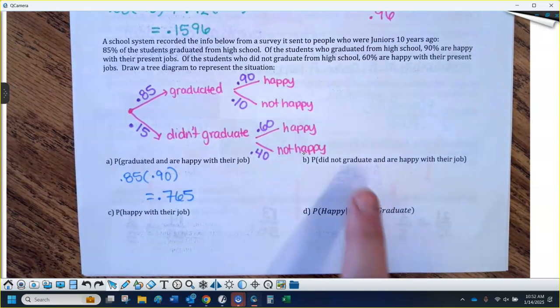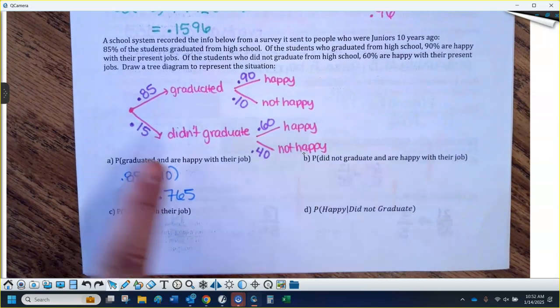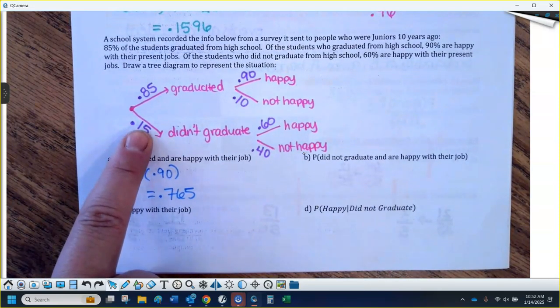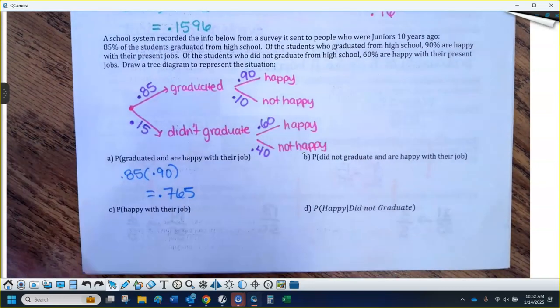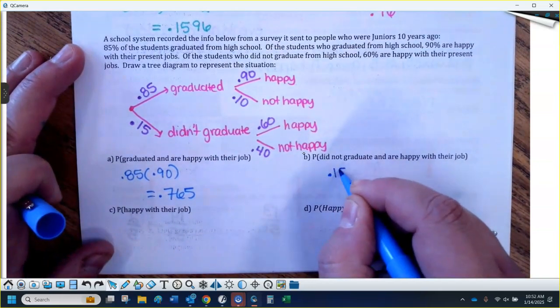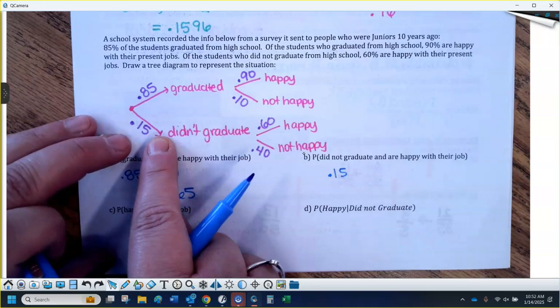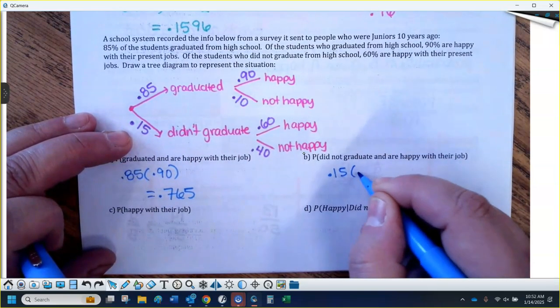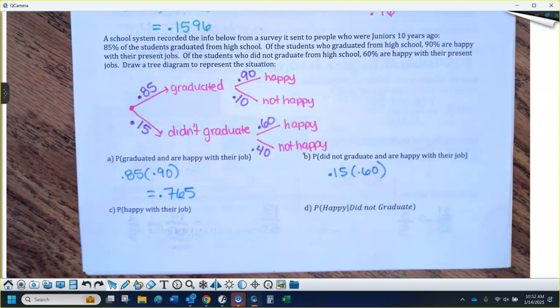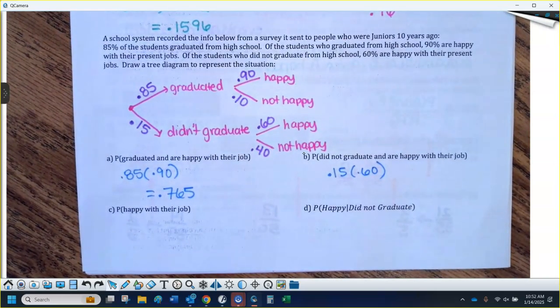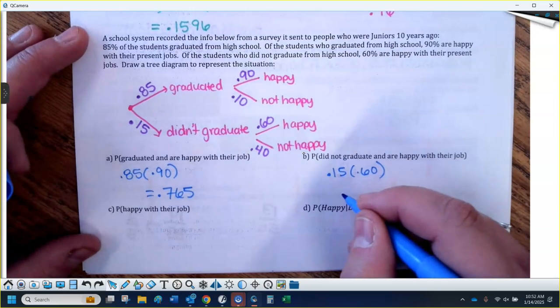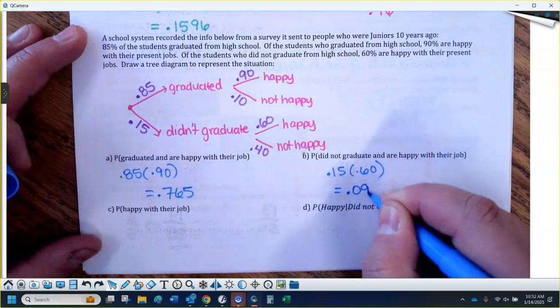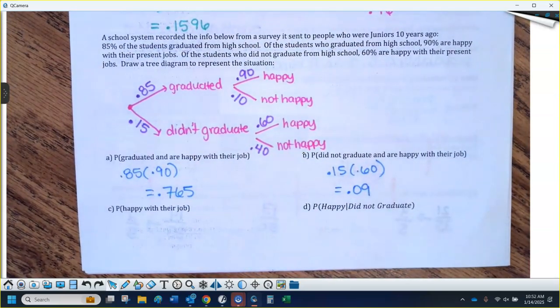This guy says probability they didn't graduate, so I'm on this branch, and they're happy with their job, so just follow along there. That's all you're going to do. So they didn't graduate is 15% or 0.15, and then they are happy with their job, that's 60%, so times the 0.6. We're just going to multiply those guys together. All right, so I got here 0.09, so that's about 9% of the people.